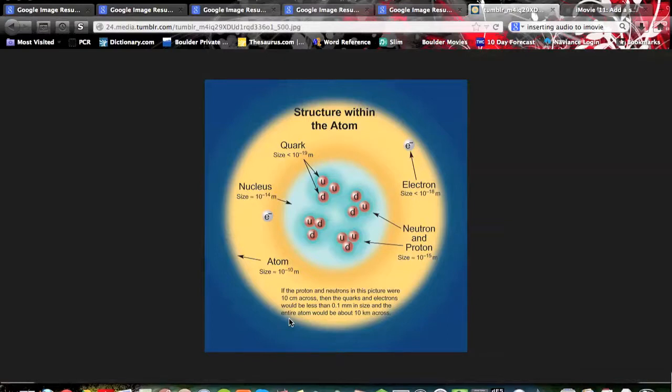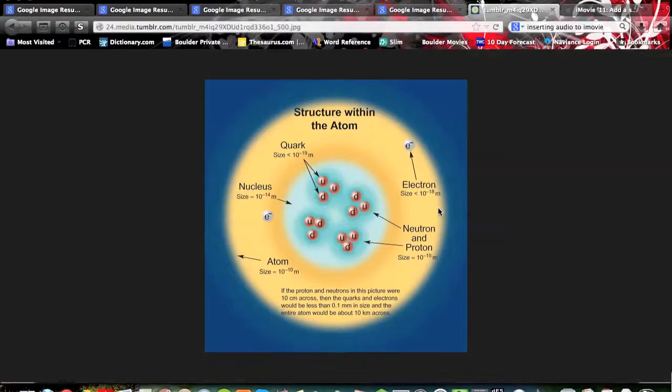So that gives you an idea as to how small the nucleus is in comparison to the entire atom, and how small a single electron is in comparison to the nucleus and then the entire atom. And I think that's a very good comparison.